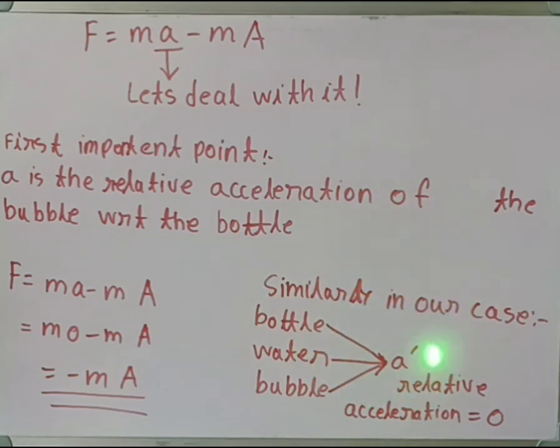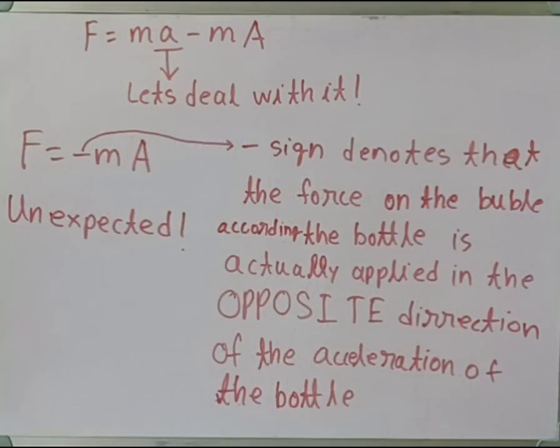Now you can call it A dash as we had considered before, but for now I am considering it capital A only. Now this is quite unexpected, because whatever may be the value of this m into capital A, for now forget it. For now we are concerned about this minus sign. This minus sign denotes that the force applied on the bubble according to the bottle is actually applied in the opposite direction of the acceleration of the bottle. And this was what was said by Newton's first law of motion, or the law of inertia.